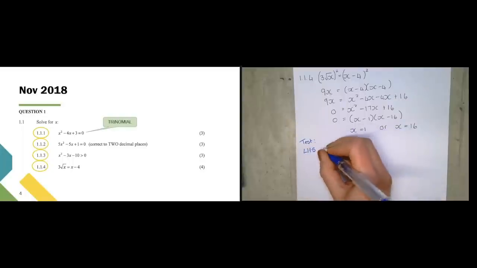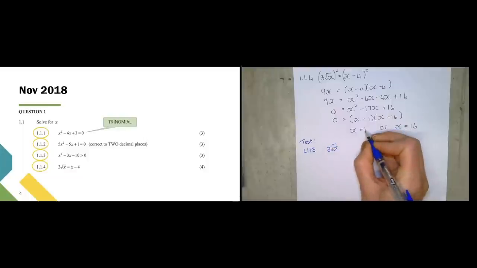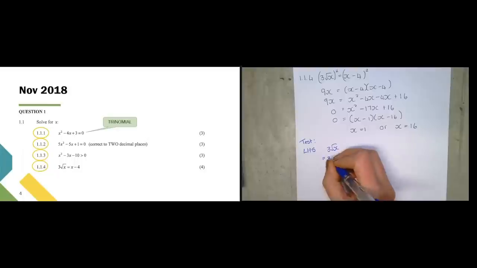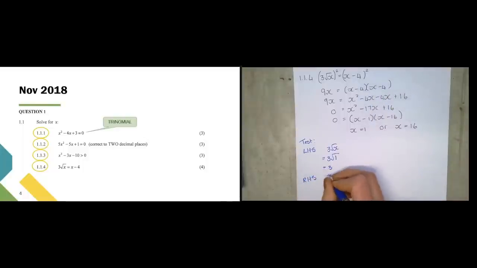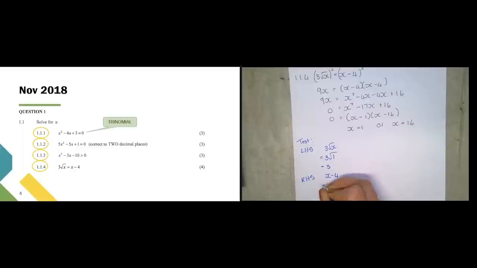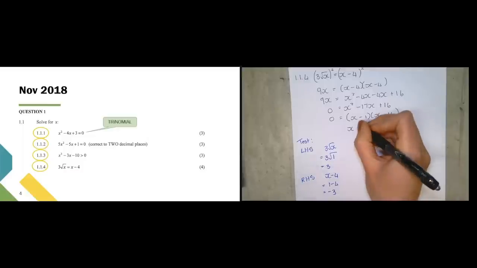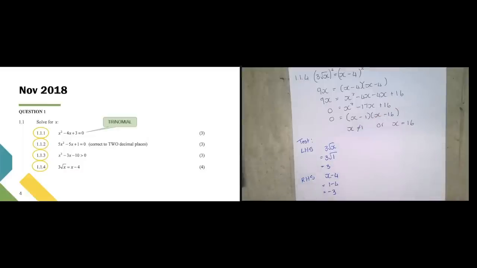The left-hand side is 3 square root x, and I'm going to test x equals 1 first. So 3 times the square root of 1. Square root of 1 is 1 times 3 is 3. If I do that on the right-hand side, my equation was x minus 4. So if I substitute in 1, 1 minus 4, I get negative 3. That is not the same answer. So x could not have been 1. Test the other one as well.